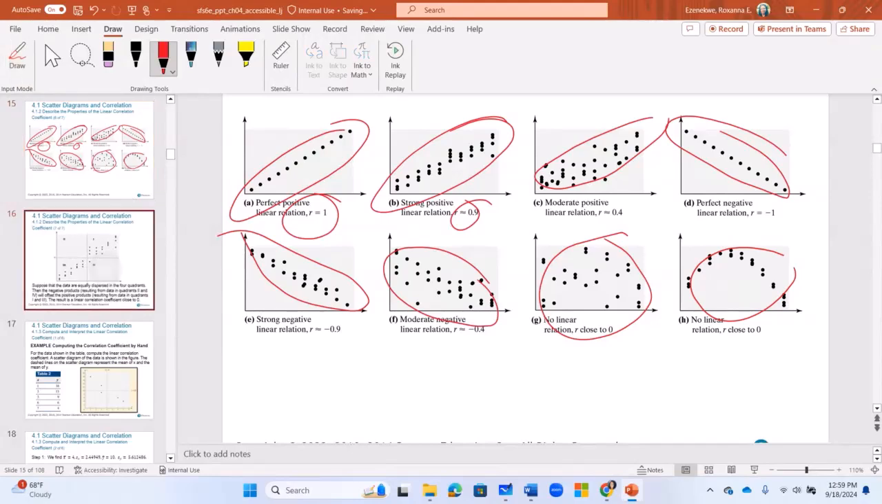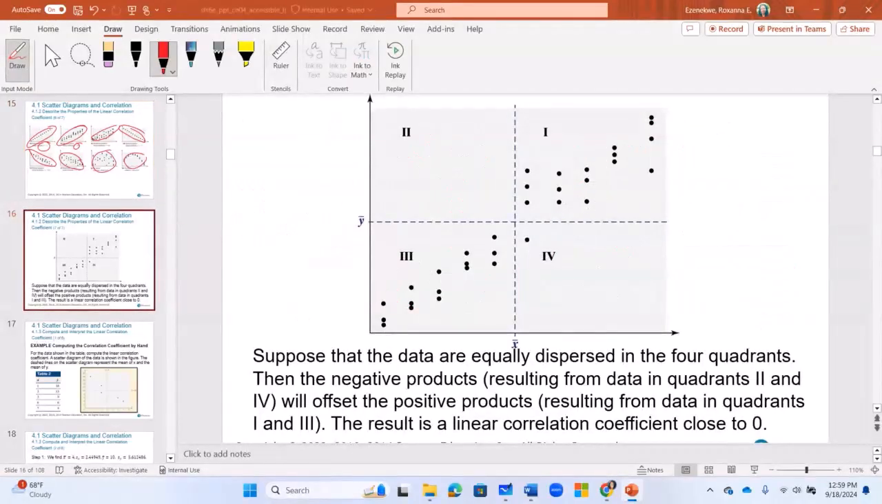All right. So when you see this one here, suppose that the data are equally dispersed in the 4 quadrants, then the negative product resulting from the data in quadrants 2 and 4 will offset the positive product. So the result is a linear correlation coefficient of 0. This one is scattered. Okay.